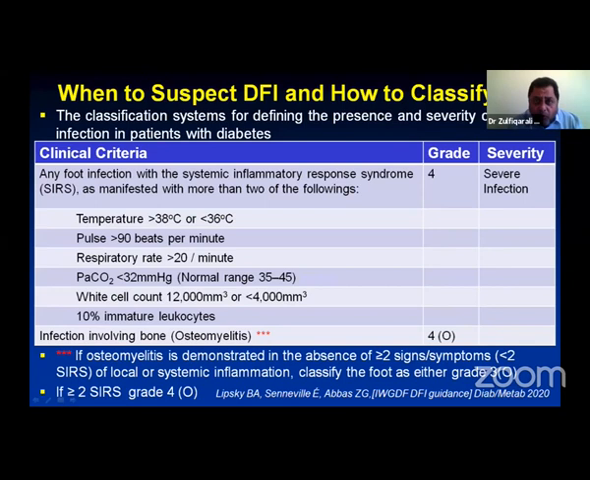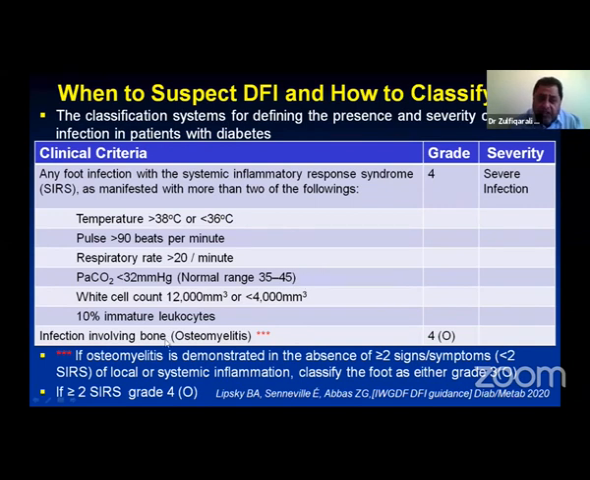But here the bone is still not involved, so you can have a severe systemic infection in grade 4, but there's no involvement of the bone. The temperature could be more than 38 degrees or less than 36 degrees, pulse rate high, respiratory rate high, partial carbon dioxide less than 32, and the white cell count could be high, or in diabetes with severe infection could be less than 4,000, and immature leukocytosis.